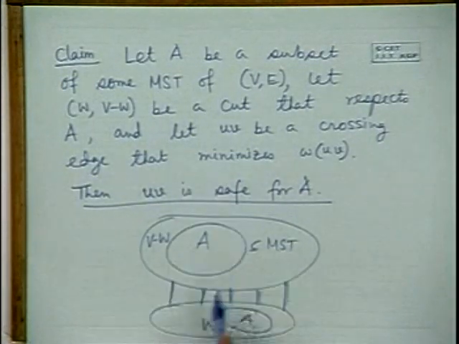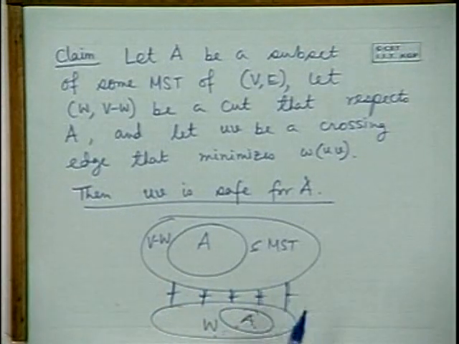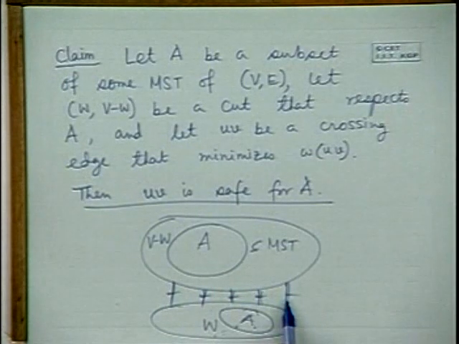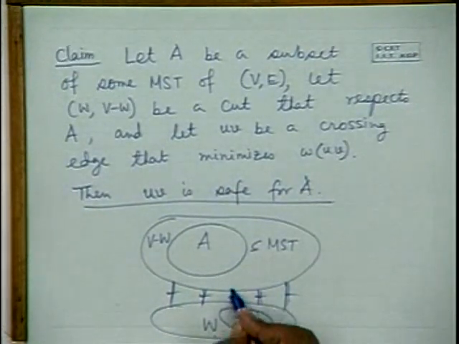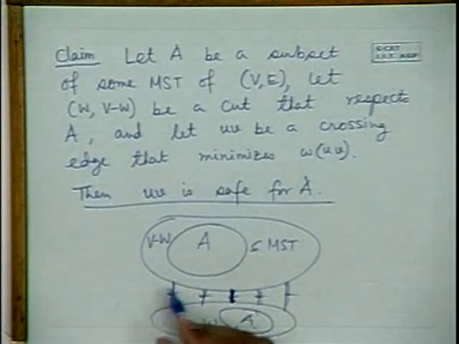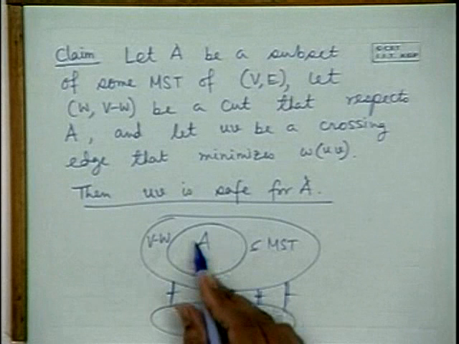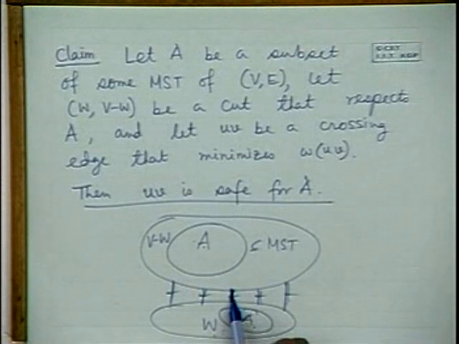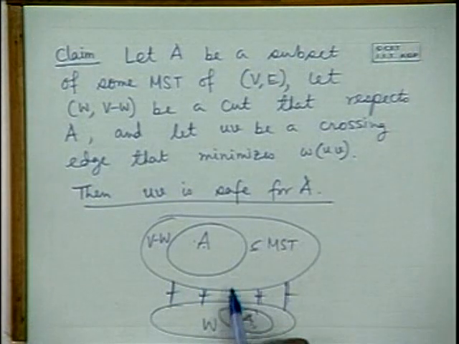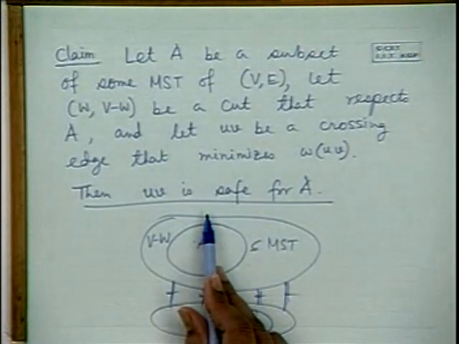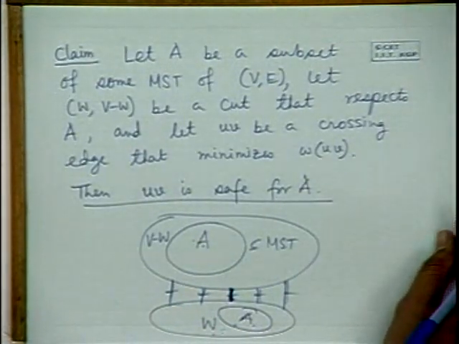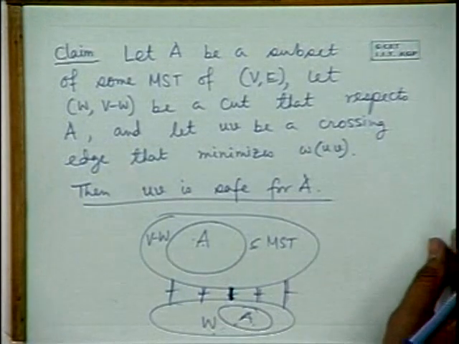Now what this claim is saying: look at the edges which are crossing this cut. From these edges you take the edge which has the minimum weight. Suppose this is the edge which has the minimum weight among all these edges. We are saying this edge is safe for A. So if you take A union this edge, that new set is also a subset of some MST. That's what this claim is. Have you understood, everybody? The claim is very important. It's long, but it's saying exactly this picture.